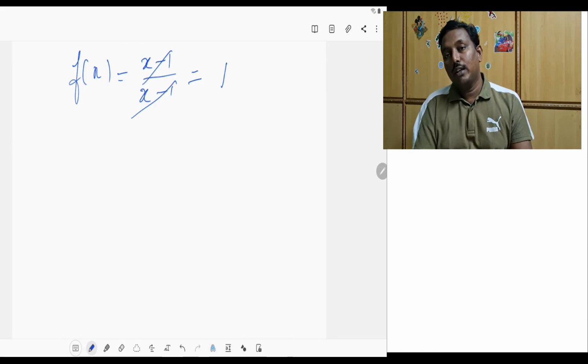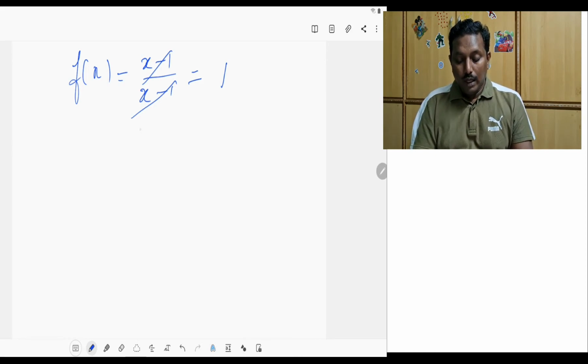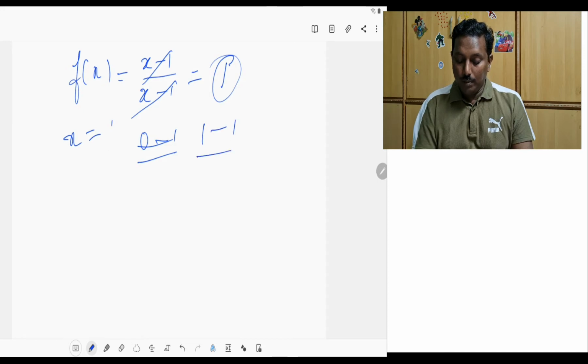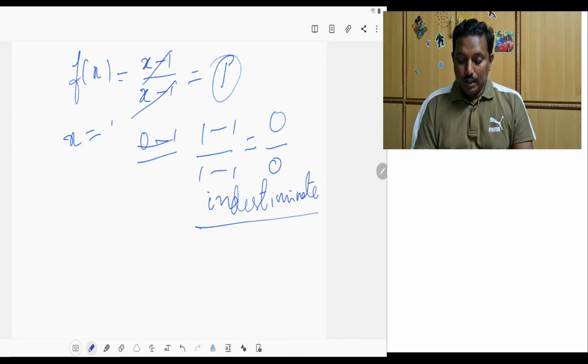Suppose x value is 1. Actually what we are saying is true. For every value we get 1, but there is a special case where x is 1. So let us replace x is equal to 1. 1 minus 1, 1 minus 1. So 1 minus 1 would be 0, and 1 minus 1 would be 0 in the denominator too. 0 by 0 would give us an indeterminate form. That means there is no value for it.